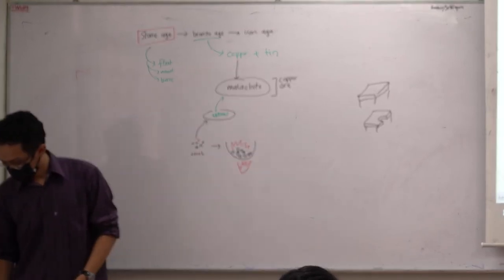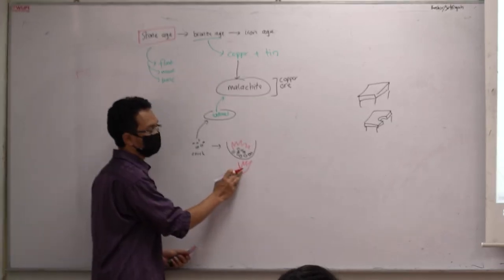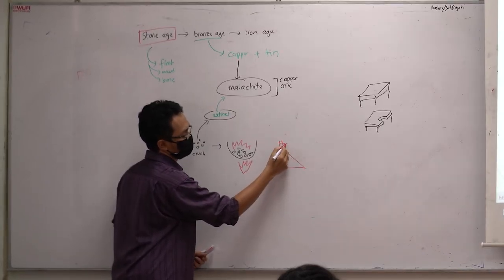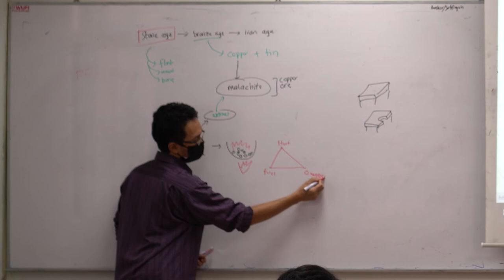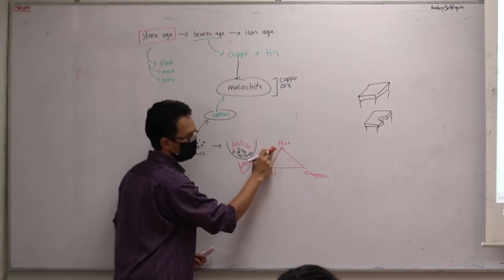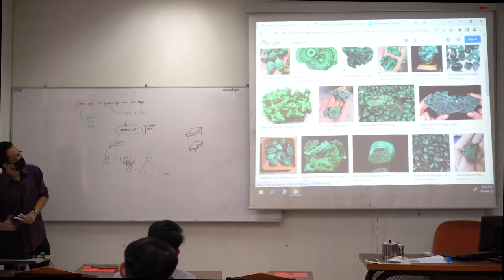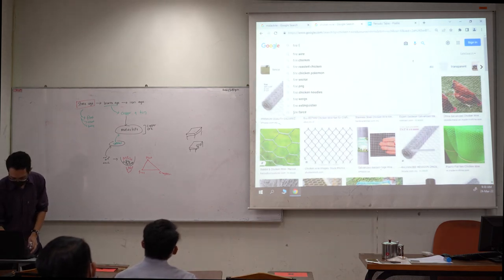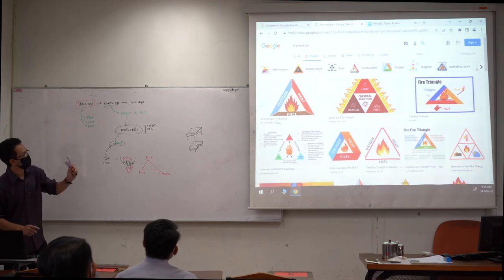Because in order to create fire, you need three things: the triangle of fire. You need fuel, oxygen, and also heat. Wait, I need to check, I also don't remember. Fire triangle. Yes, that's it. Heat, oxygen, and fuel. Okay.